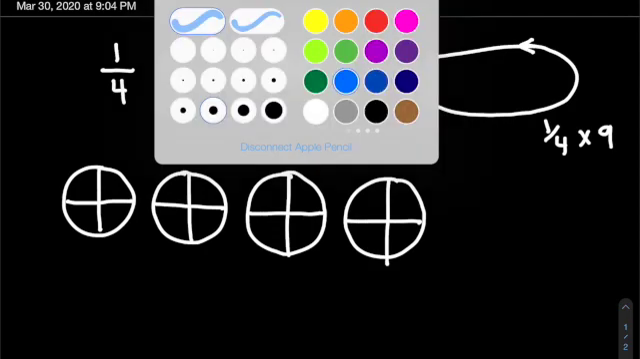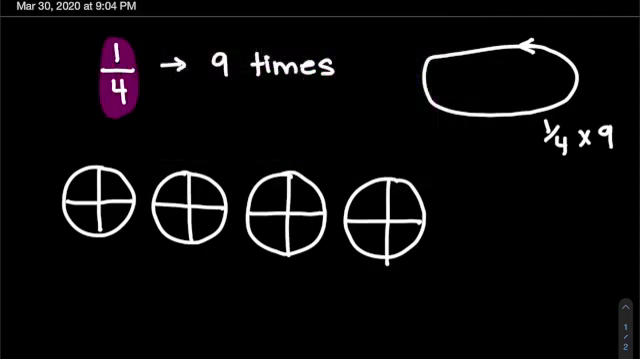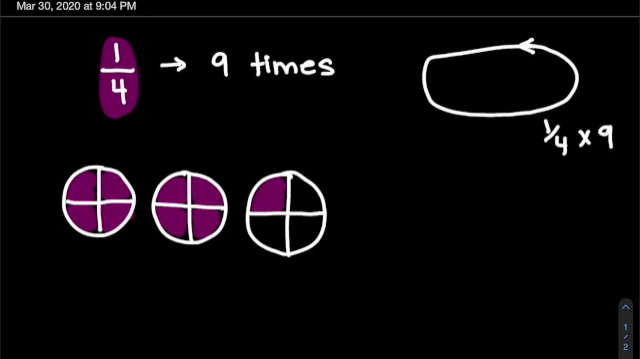And then I'm going to take my pink highlighter, and that's going to represent 1/4. So now we have 1/4, and 2/4, 3/4, 4/4, and 5/4, and 6/4, and 7, 8, and 9. So now I just filled it up 9 times. So I didn't even need that last one. So now I have 9 over 4. But that's an improper fraction. We don't want an improper fraction.